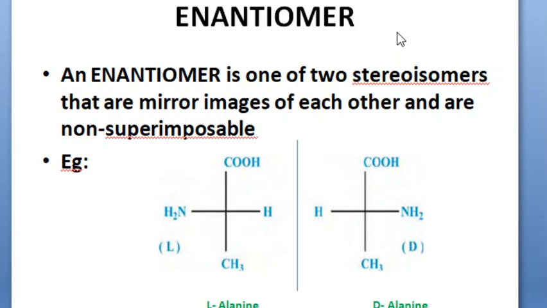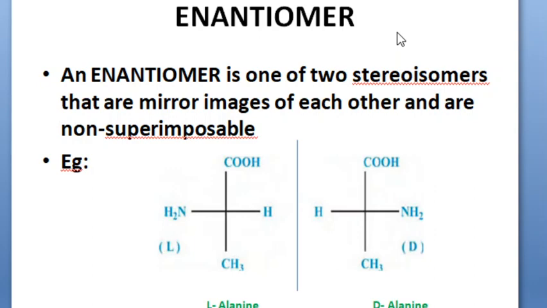What an enantiomer is: one of the stereoisomers that is a mirror image, that are mirror images of each other and are non-superimposable. So you should have a stereoisomer that satisfies this condition. What is the condition? It should be a mirror image of the other partner, and it should be a non-superimposable mirror image, not simply a mirror image, but a non-superimposable mirror image.